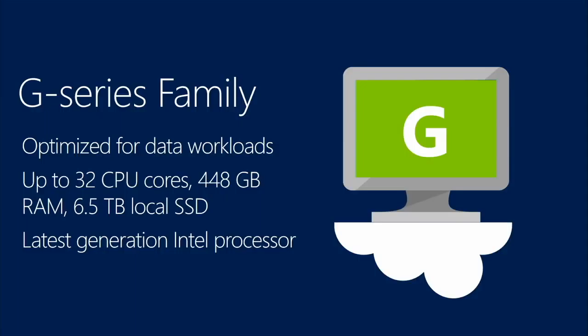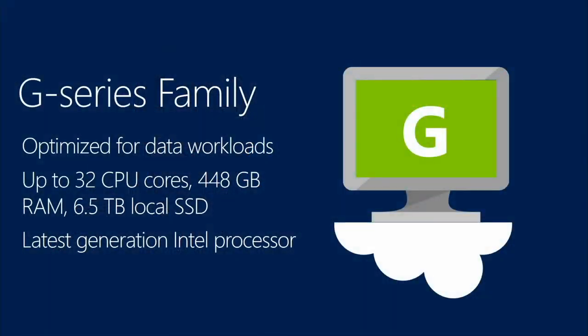32 CPU cores. These are Haswell cores. They're physical cores. They're not hyper-threaded. And so you get the full power of that physical core. And it's 448 gigs of memory. This is memory, not disk, which is huge. You can run these really large scale workloads on this kind of size. And for the G series, we also give you 6.5 terabytes of local SSD, again running the fastest, latest generation Intel processor.